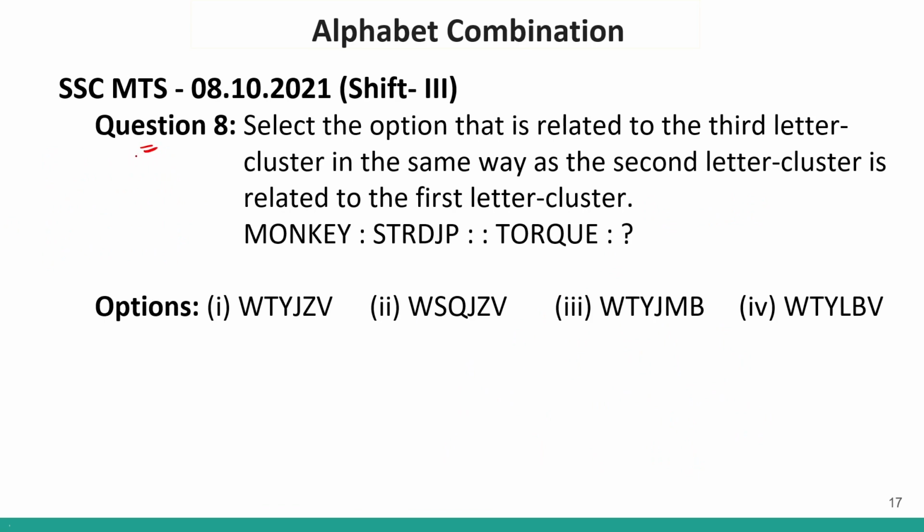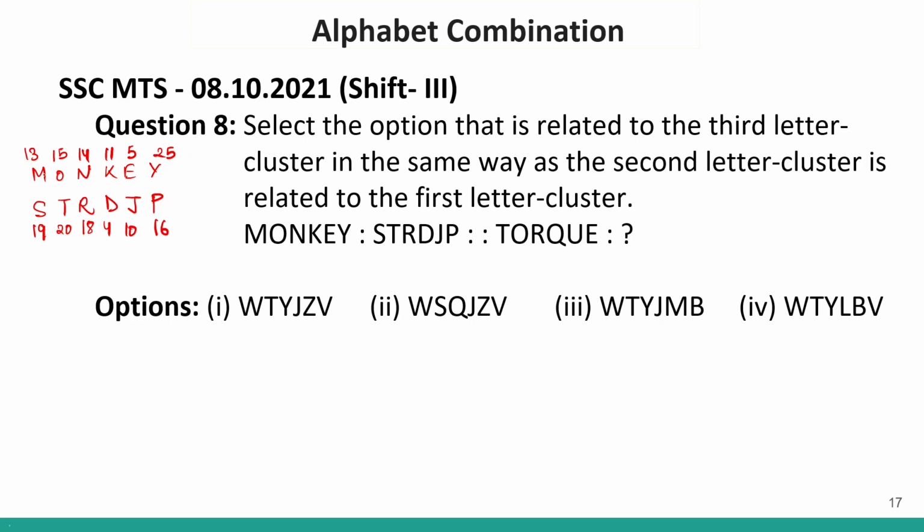Again, question number 8, similar type of question. So let us find the relationship between MONKEY and STRDJP first. So we have MONKEY. This has been changed into STRDJP. Right? So M is how much? M is 13. O is 15, N is 14, K is 11, E is 5 and Y is 25. Similarly over here, S is 19, T is 20, R is 18, D is 4, J is 10 and P is 16. So we have to find the logic between these alphabets.